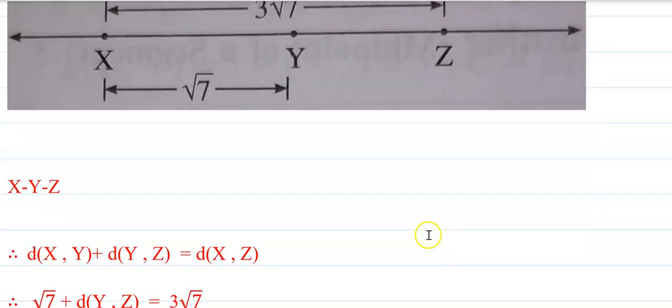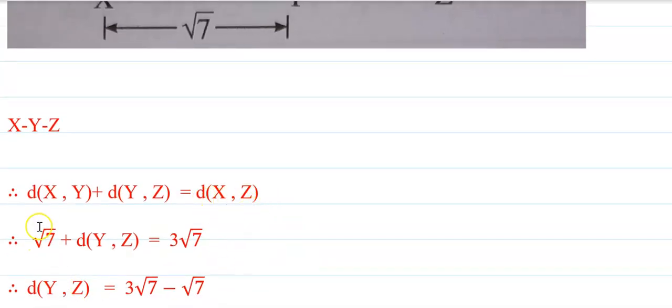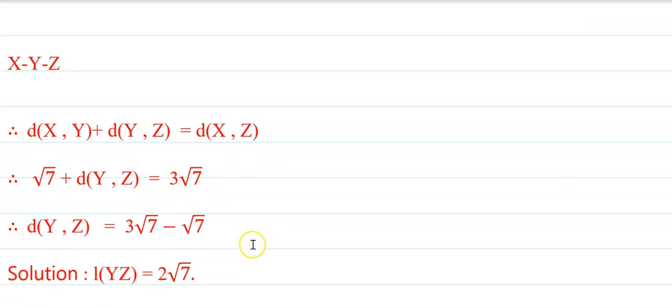It's very simple again. Now X-Y-Z, distance X to Y plus distance Y to Z is equal to distance X to Z. That is root 7 plus distance YZ is equal to 3 root 7. Therefore, the distance YZ is equal to 3 root 7 minus root 7. And then you will get distance YZ is equal to 2 root 7.